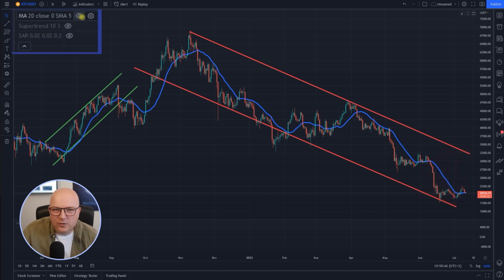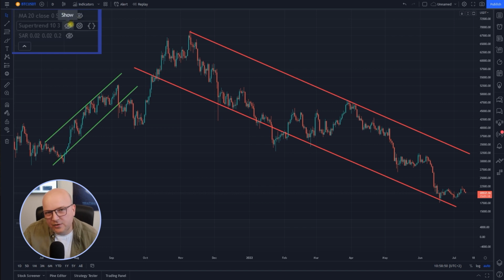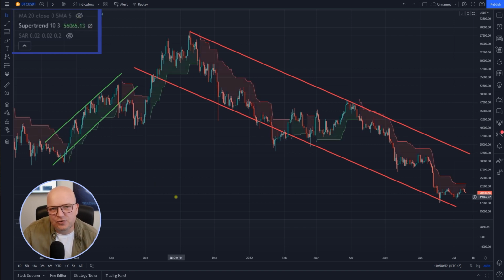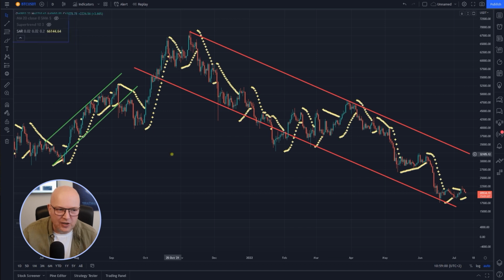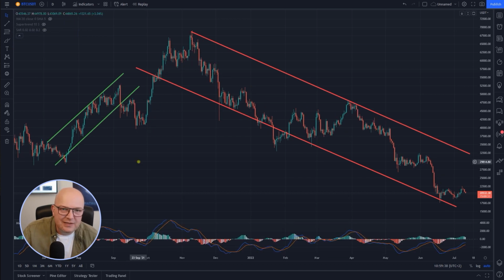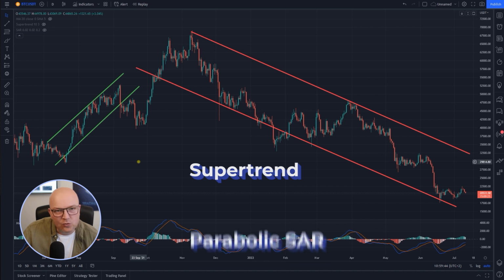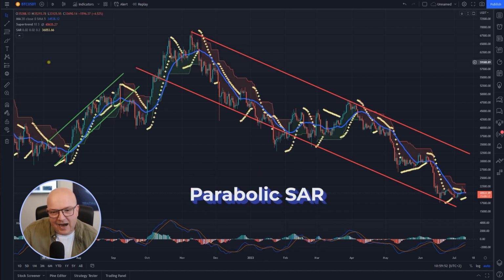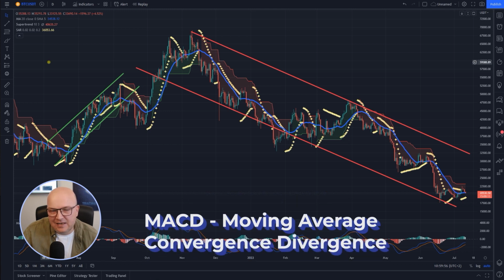Of course, you always want to combine more than one indicator because there is no holy grail indicator out there that is going to show you always the whole picture. Other indicators that you might want to use in trend markets, such as up or down trends, are, for example, the Super Trend indicator, the so-called Parabolic SAR, or the popular MACD, which stands for Moving Average Convergence Divergence.